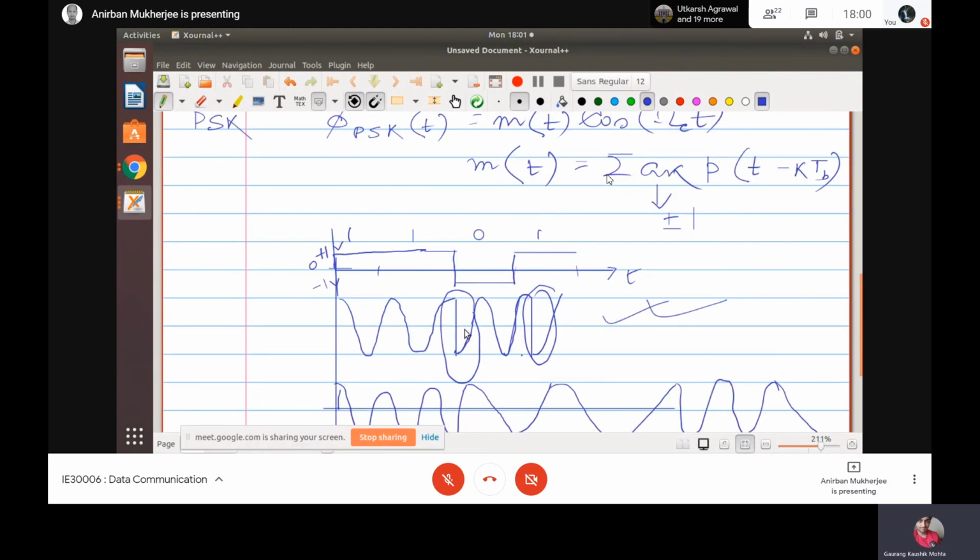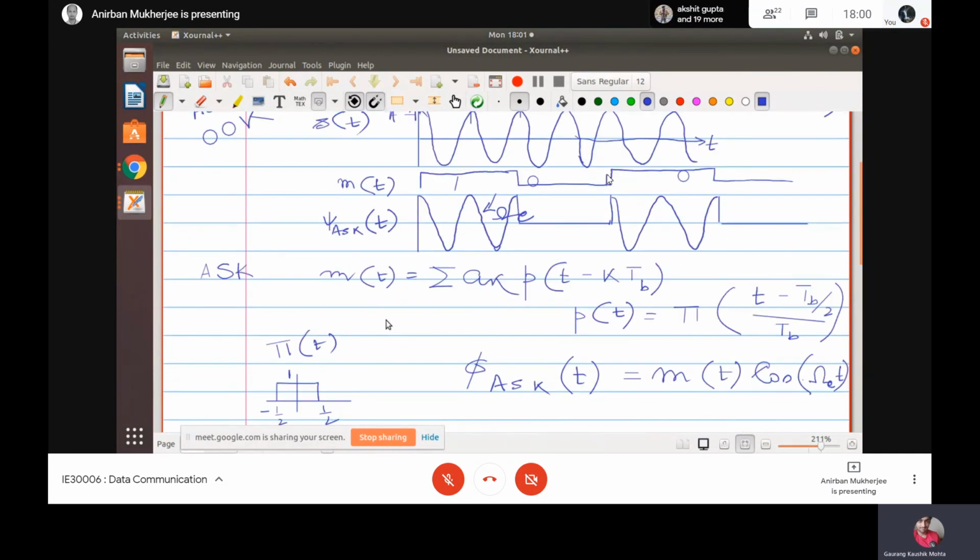Here you are changing the phase. That's why it is called phase shift here. And here you are changing the amplitude depending on these sequences. That's why it's called amplitude shift. So next time we will discuss this. Okay. Thank you very much.